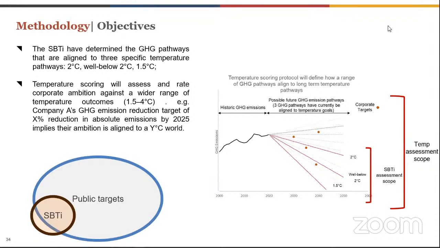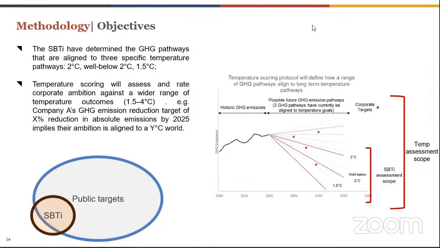And we wanted to do that assessment over a much wider range of temperatures. So we wanted to extend the temperature envelope beyond simply the 3 long-term goals outlined in the Paris Agreement, to cover essentially all temperatures from 1.5 up to about 4 to 5 degrees Celsius. This will allow us to assess any public greenhouse gas target against any temperature goal.